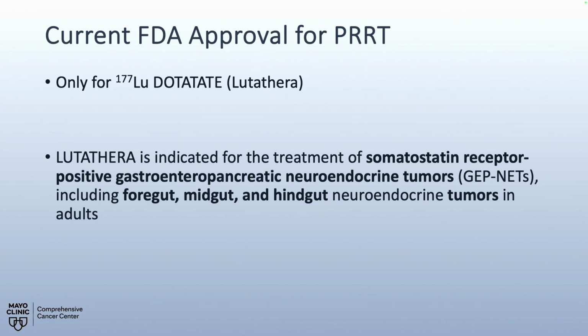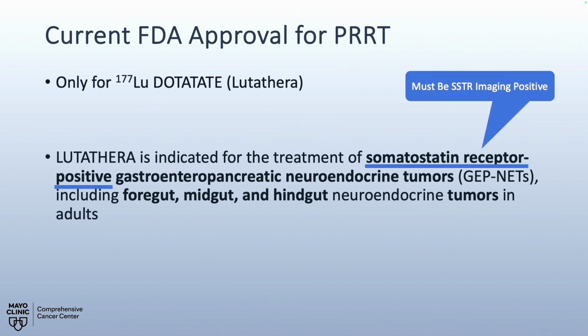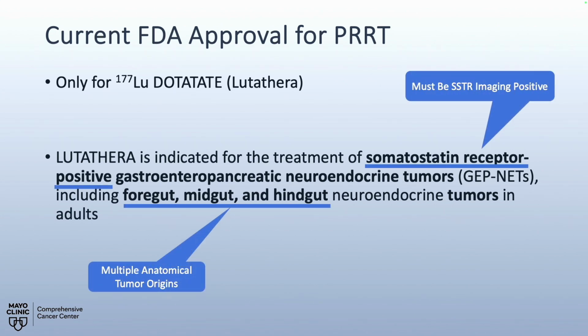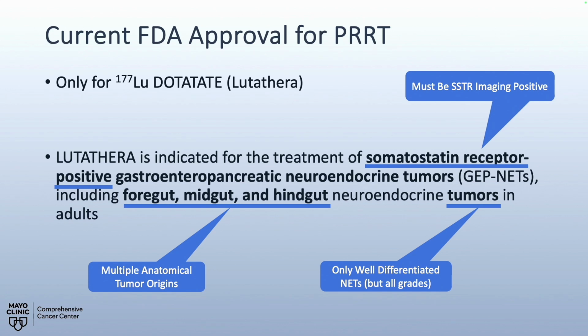So this is the current FDA approval, really only for lutetium-177 dotatate or Lutathera. You have to have the receptor present, and it can be either foregut, midgut, or hindgut. That's like the pancreas all the way down to the rectum. It's not yet approved, to my knowledge, for lung neuroendocrine tumors, but we use it for that, and they have to be well differentiated. We just got that question a little bit ago with neuroendocrine carcinomas.